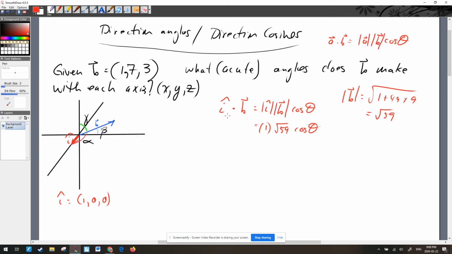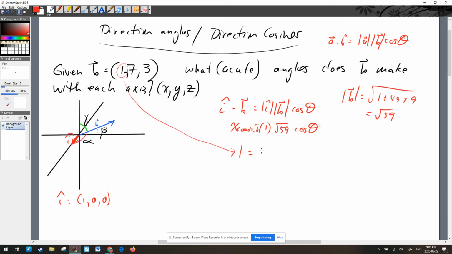Can I calculate what i dotted with B is? Yeah, dead easy, right? i dotted with B is just (1, 0, 0) dotted with (1, 7, 3). The zeros are just going to squish the 7 and the 3, so they're gone. It's just going to be 1 times the x. So in fact, this is just going to be the x coordinate. This is not a random x variable, it's the x coordinate. So in this case, it's 1, because that's the x coordinate, right?